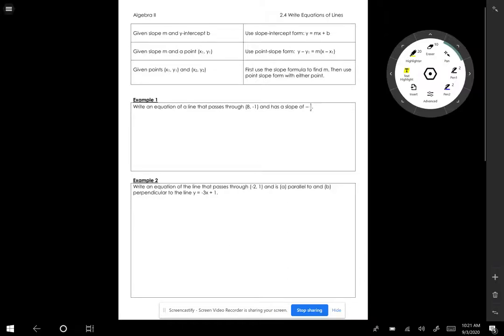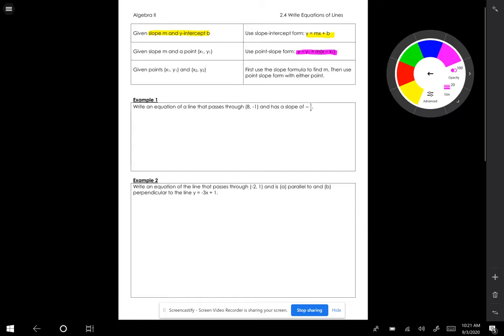Hello, Algebra 2 students. Today we are going to learn how to write equations of lines. There are three different forms. You already know about the slope-intercept form, which is y equals mx plus b. We use that when we know the slope m and the y-intercept b.